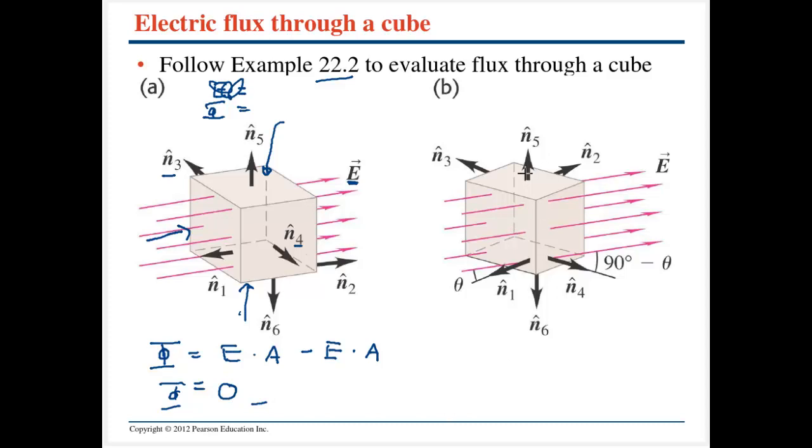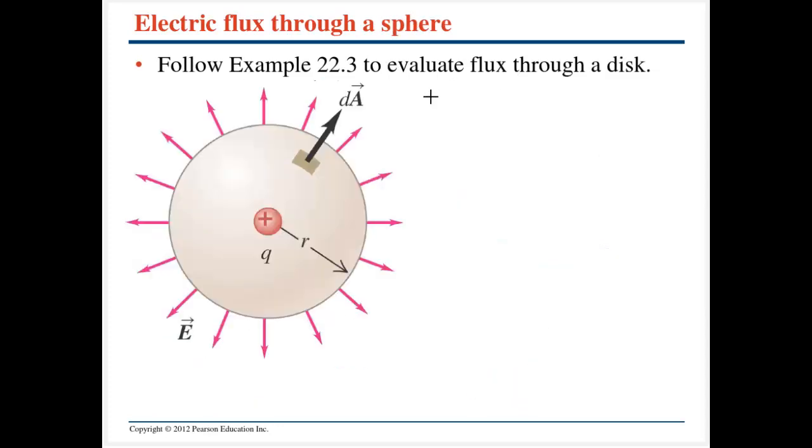Same type of thing if we rotate the box a little bit. The math gets a little bit messy. You can follow what the book does. The flux is going to be 0. Lastly, let's take a look at example 22.3.